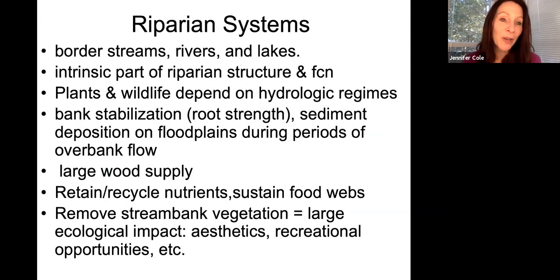Last one is riparian systems. So riparian systems are the edges of rivers and sometimes the edges of lakes, and they are vital to the health of rivers. There's plants and wildlife that depend on this periodic flooding from the river. And in turn, the banks of rivers are stabilized by the trees and the shrubs that live in these riparian zones. Lots of trees. They are very good at recycling nutrients, at making sure that the water quality in the river is very clean. And it's bad for rivers to remove these riparian zones.